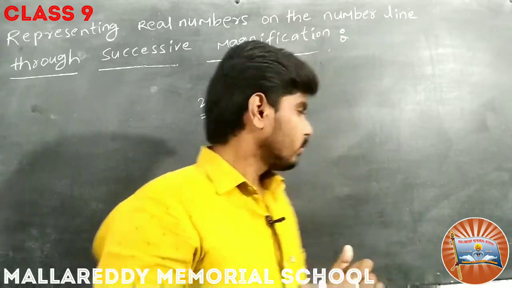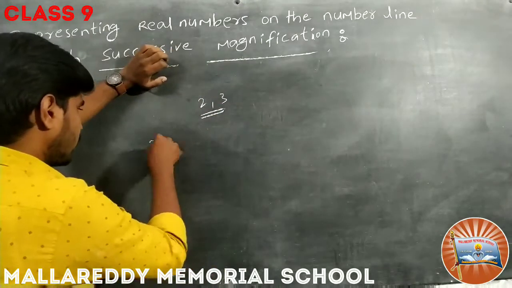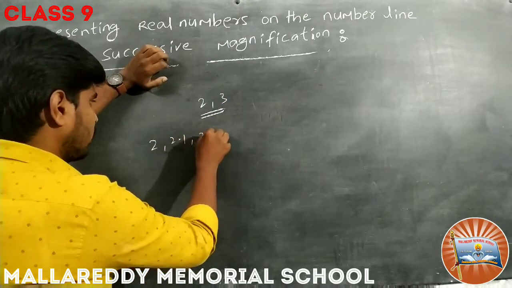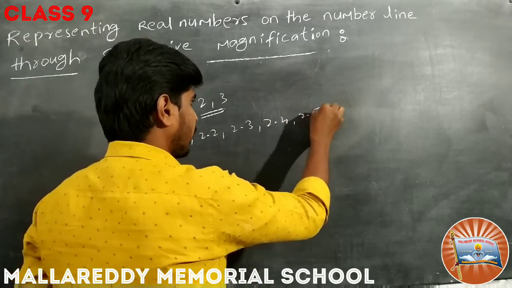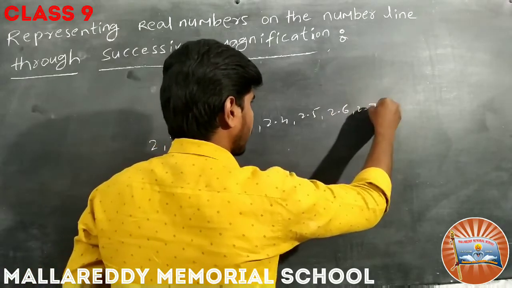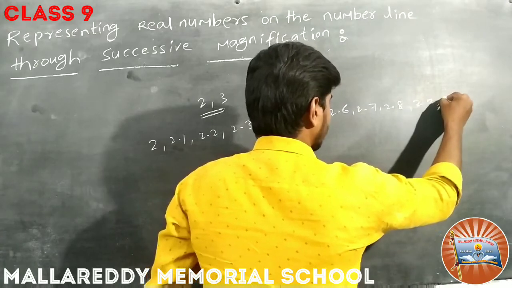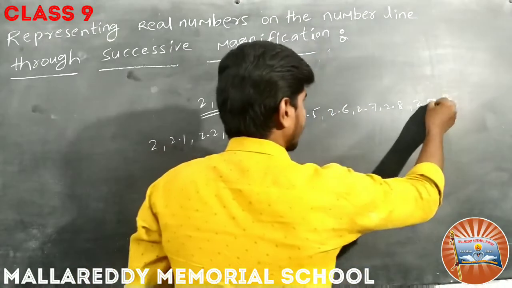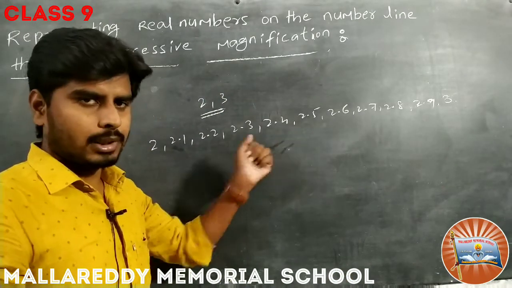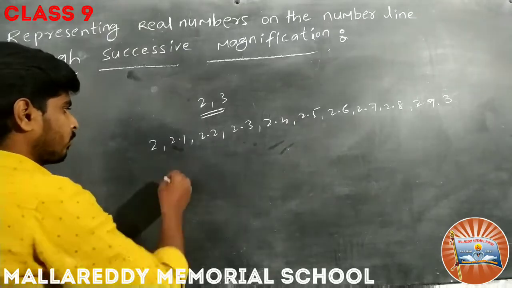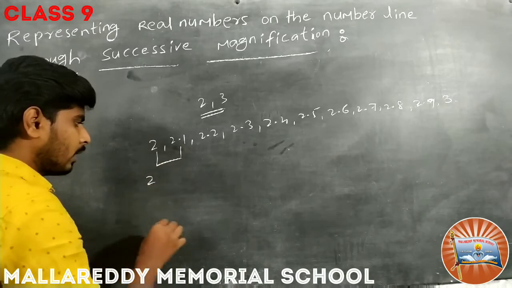Okay, right. Look here, between 2 and 3 we can write 2, 2.1, 2.2, 2.3, 2.4, 2.5, 2.6, 2.7, 2.8, 2.9, next 3. Here I have written 10 numbers, right. Next, between these two, that is 2 and 2.1, we can write many numbers.